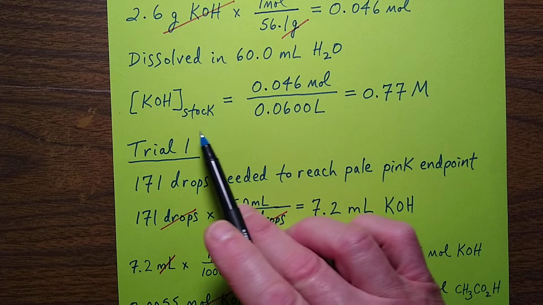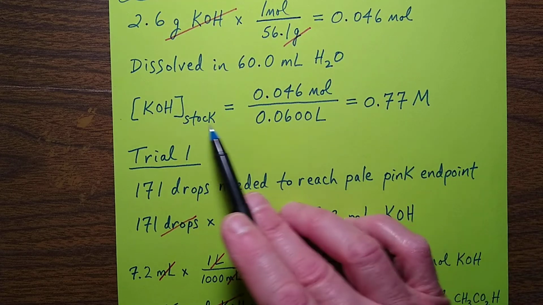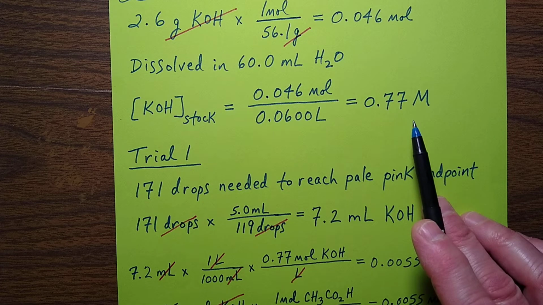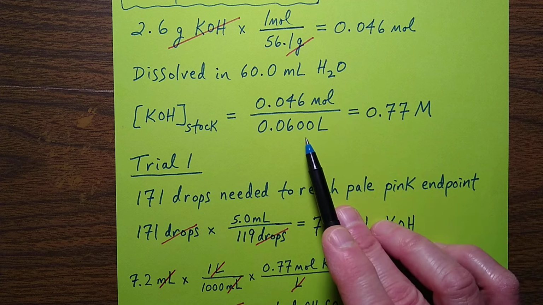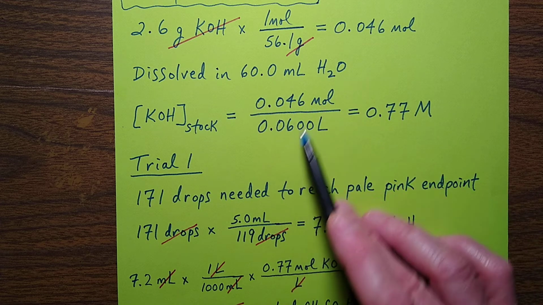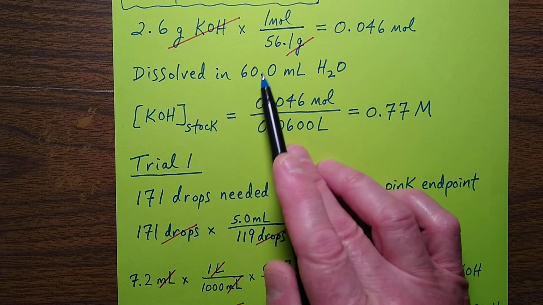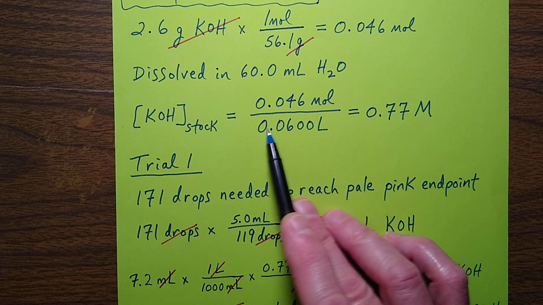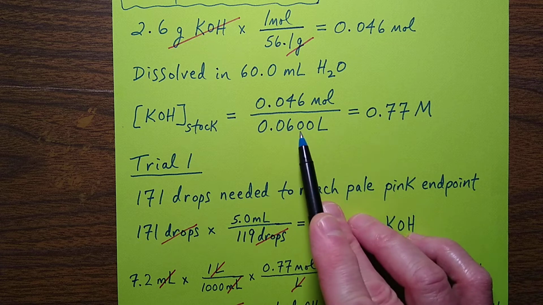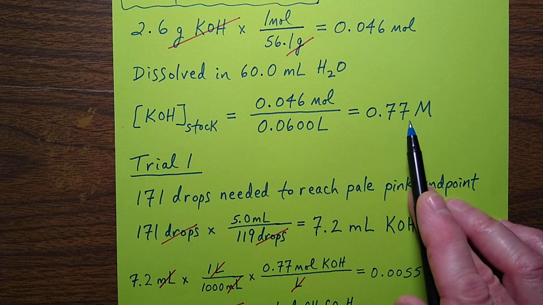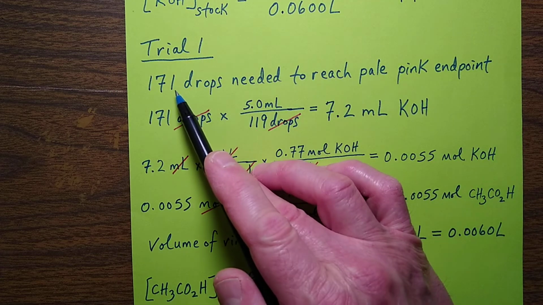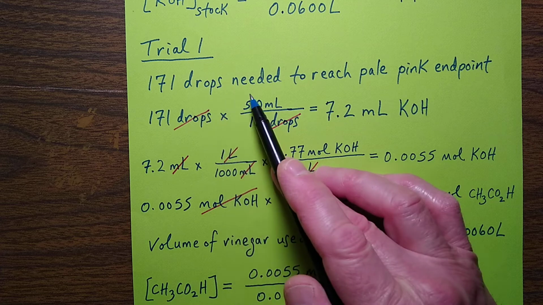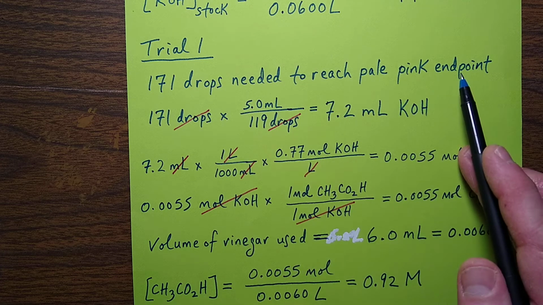All right, so back to the sample data. Here's what I would get for my stock solution. You can show this with the actual data: 0.046 moles divided by 0.0600 liters. Carry through all the sig figs and show 2 here, 3 there. Those zeros don't count. Those are significant. I get 0.77 moles per liter for my stock solution. So let's say for one trial, I'll just show, let's say trial 1, I used 171 drops were needed to reach the pale pink endpoint.